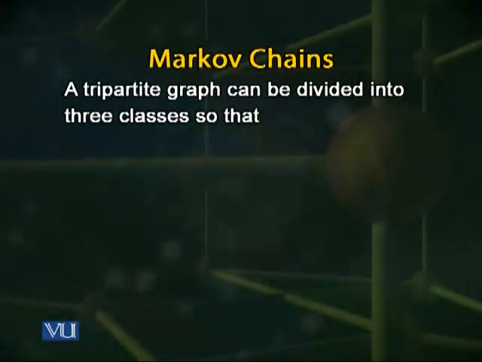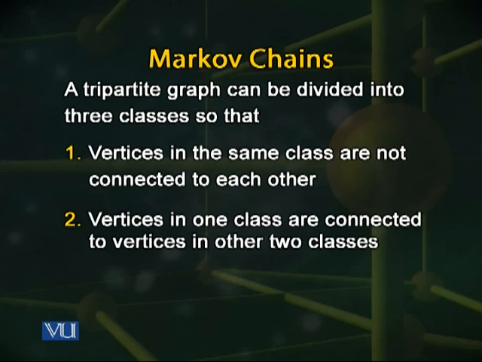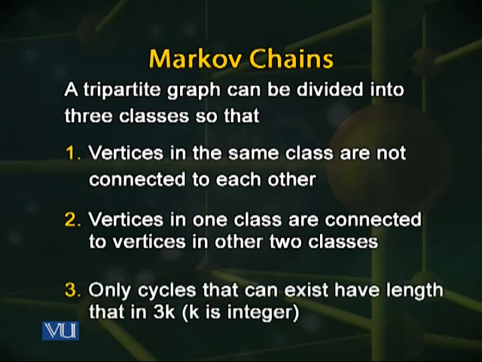Let's extend the idea of a bipartite graph to a tripartite graph, where all the nodes in the graph can be divided into three groups or three classes. This type of graph has certain properties: vertices in one class are not connected to each other in the same class, and vertices in one class are connected to vertices in the other two classes. And if you try to come back to a starting node, you have to go through a number of edges which are integer multiples of 3. That is, if k is an integer, then you have to have 3k jumps before you can come back to the starting node.